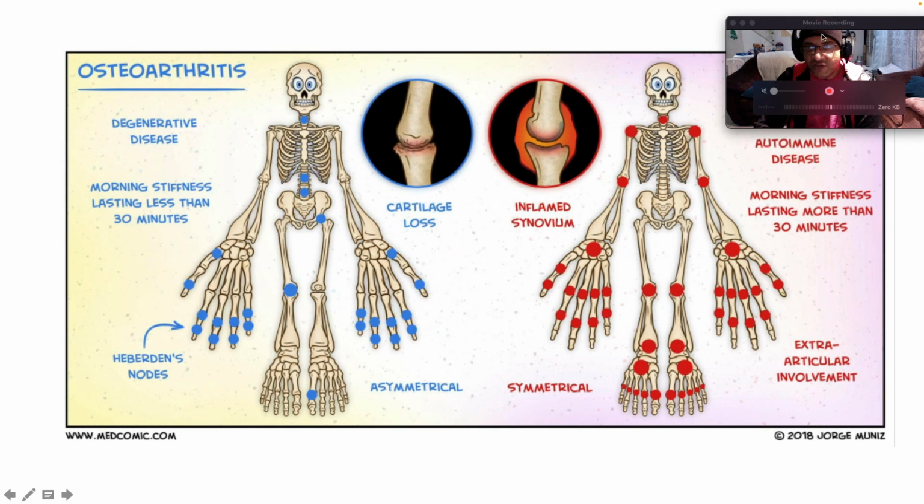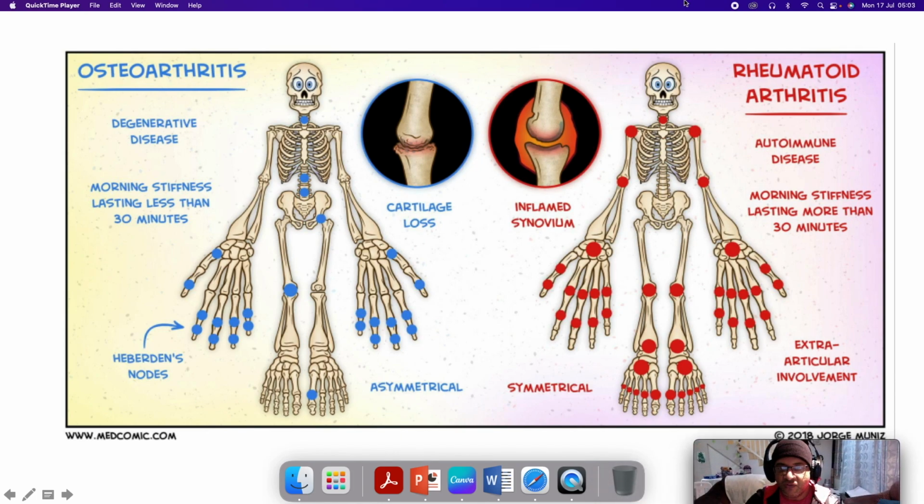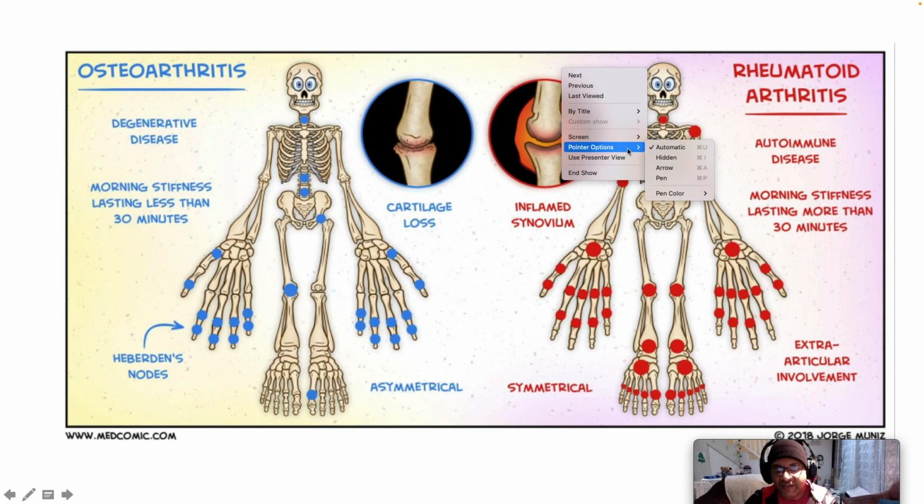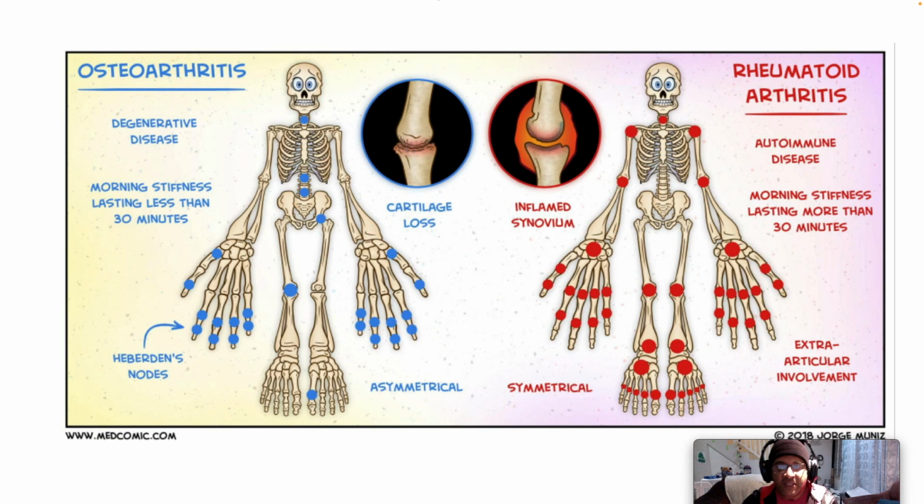Okay. Now, this is a beautiful comic from MakeComic.com. Thank you to Mr. Jorge Muniz and company, outlining for us the key differences in rheumatoid arthritis versus osteoarthritis. So, from a conceptual standpoint, osteoarthritis is a degenerative disease, whereas rheumatoid arthritis is an autoimmune disease. In osteoarthritis, we have morning stiffness lasting less than 30 minutes, but significantly longer morning stiffness in rheumatoid arthritis. In rheumatoid arthritis, we have inflamed synovium, but in osteoarthritis, there's significant cartilage loss.